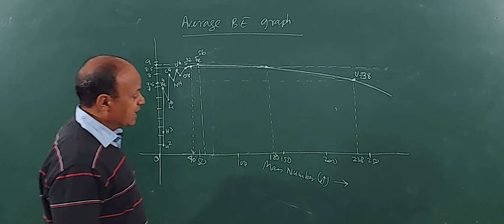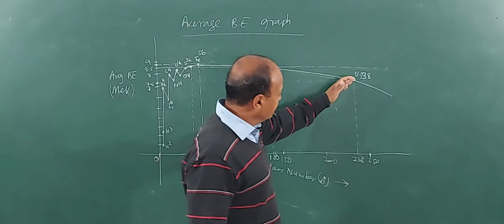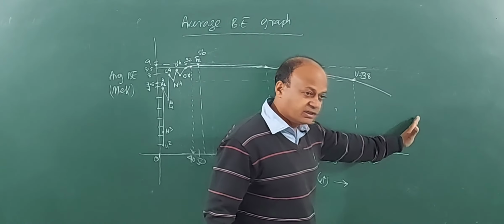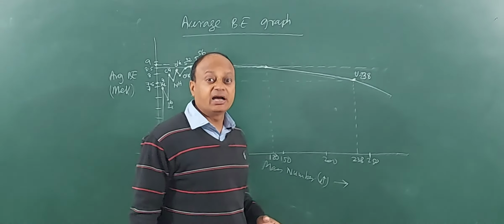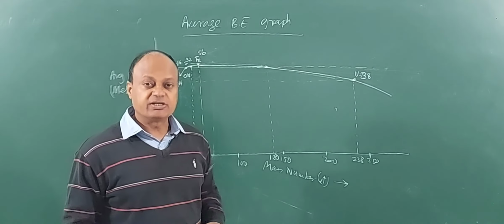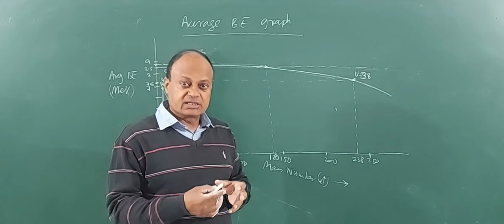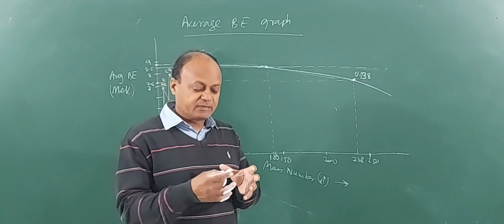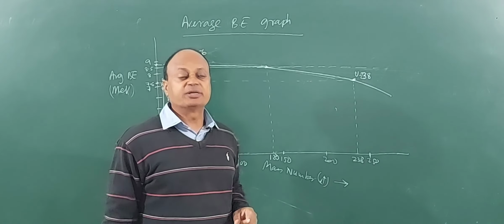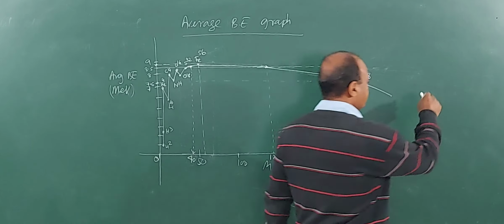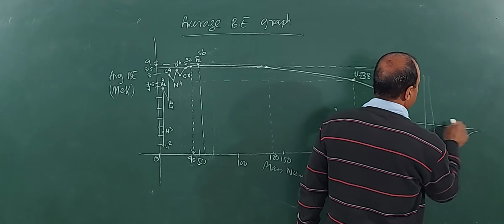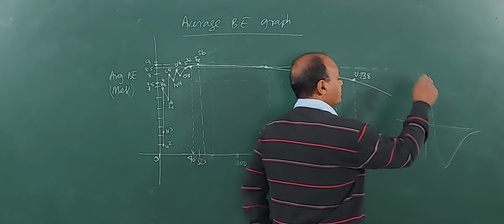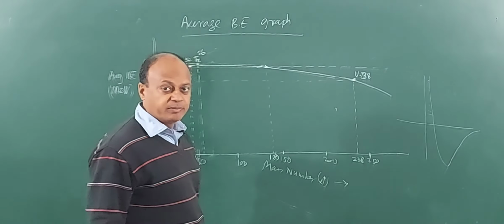Quite low, and if you go beyond uranium 238, then the binding energy gradually decreases further. The reason is the mass number has become very high and you are packing nucleons into a very small region. As you pack them into a very small region, the force will become repulsive again. We have seen this. The force will become repulsive in this region, so the nucleus tries to break down itself.